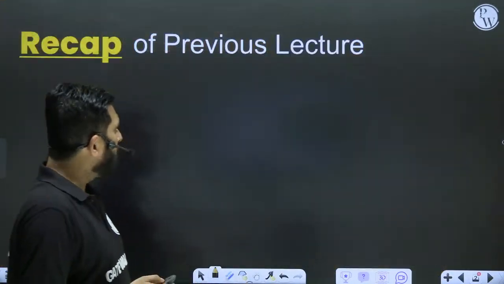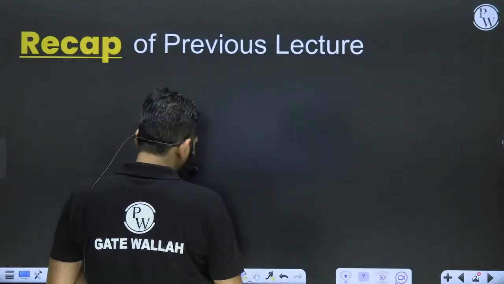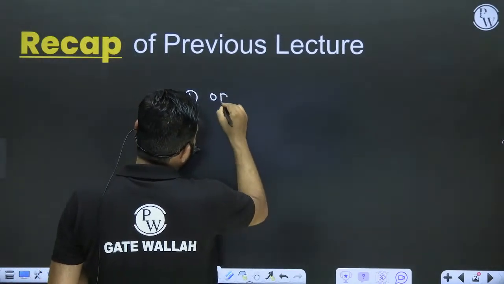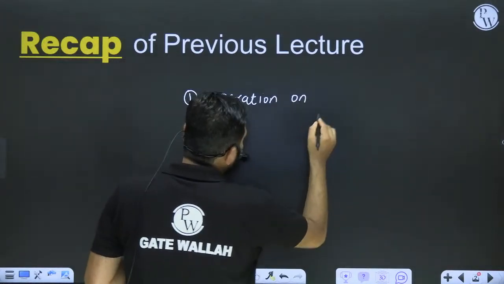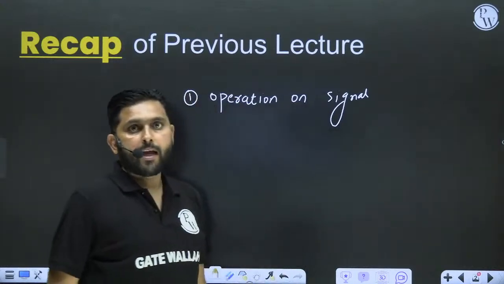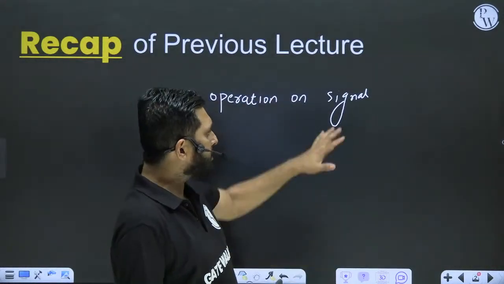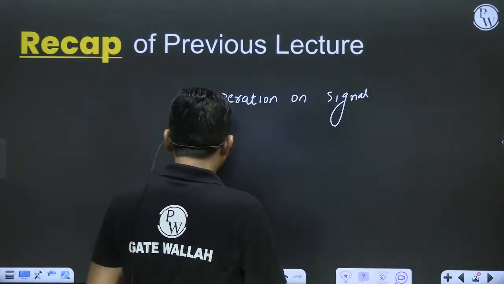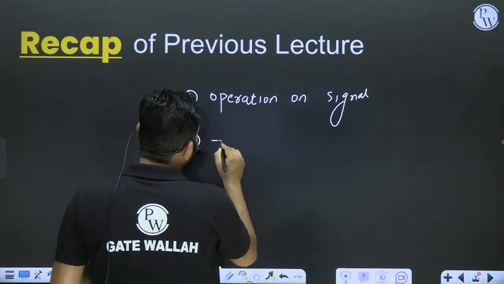So let's start now. In the last class we covered the topic of operations on signals, in which we covered mainly the x-axis operations, that is time shifting, time scaling and time reversal. We covered each and every topic, and we have just introduced the second topic, the elementary signals.